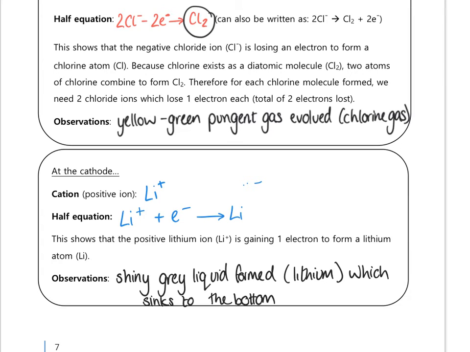So again, I would advise that you learn these observations for what happens at the anode and the cathode in both lead bromide and lithium chloride. But if you're able to remember your half equation, look to what you're producing, and that is what your observations will be for what is happening at the cathode.